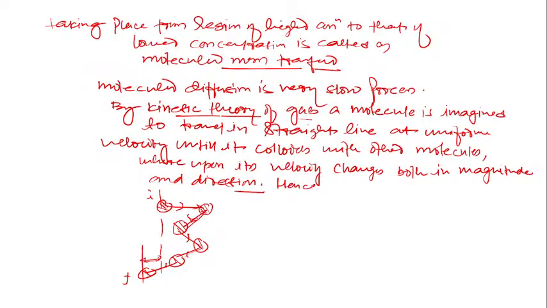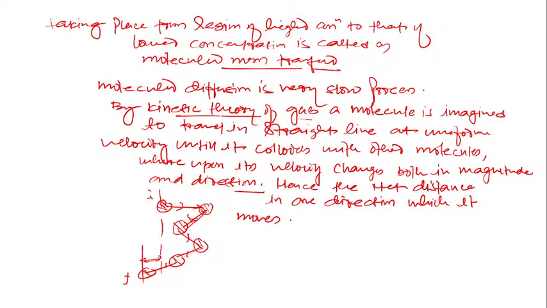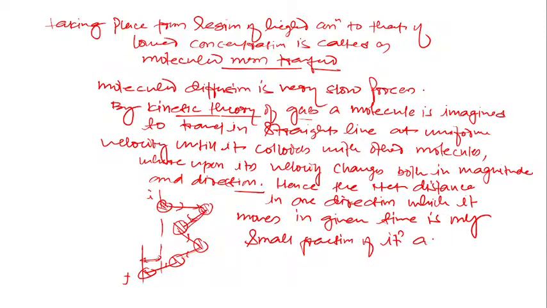Hence, the net distance in one direction which it moves in a given time is only a small fraction of its actual path. Yes or no?